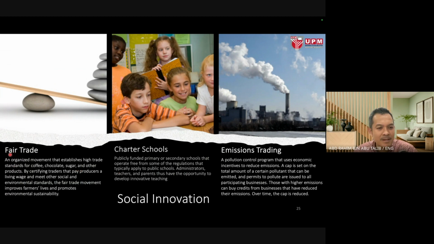Namely, fair trade, an organized movement that establish high trade standard for coffee, chocolate, sugar, and other products by certifying traders that pay producers a living wage and meet other social and environmental standards. The fair trade movement improves farmers' life and promotes environmental sustainability.